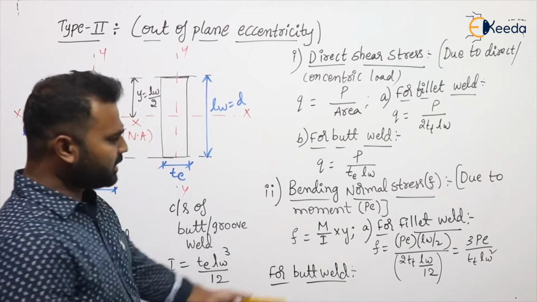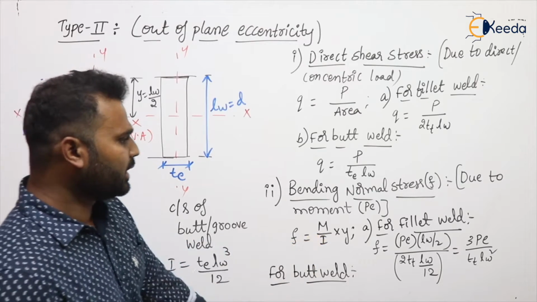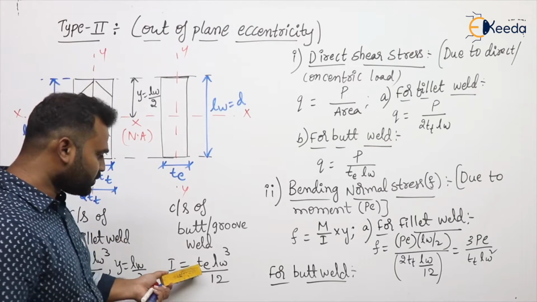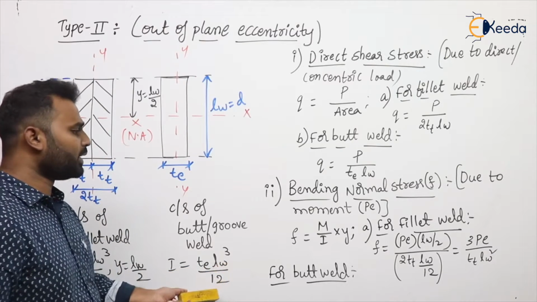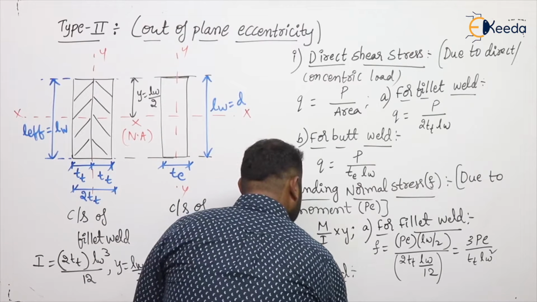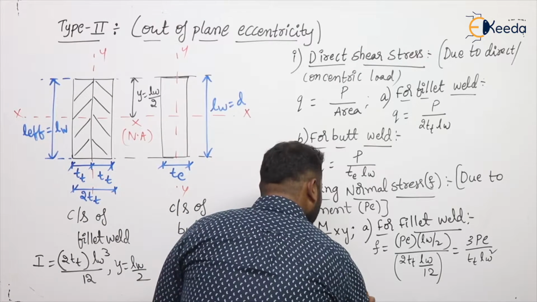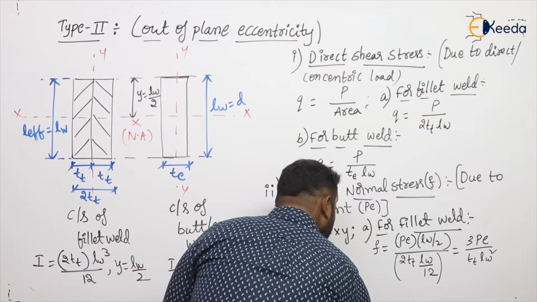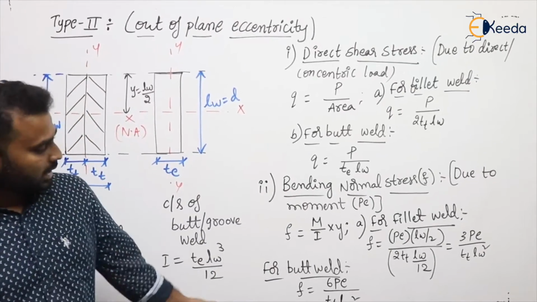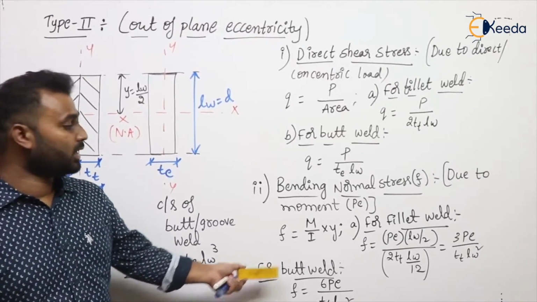Same, substitute the same things. Okay, directly I write the formula. Here in place of moment of inertia, we need to substitute TE into LW cube by 12. So upon simplifying, we will get the bending normal stress in butt weld as 6PE divided by TT LW square. So these are the bending normal stress formulas in butt weld and fillet weld.